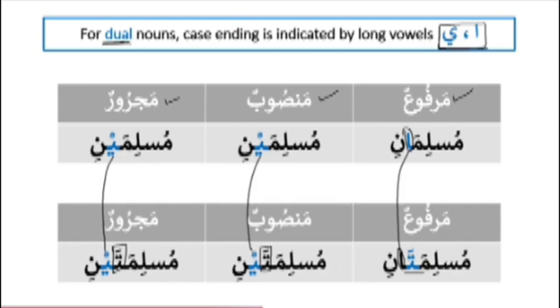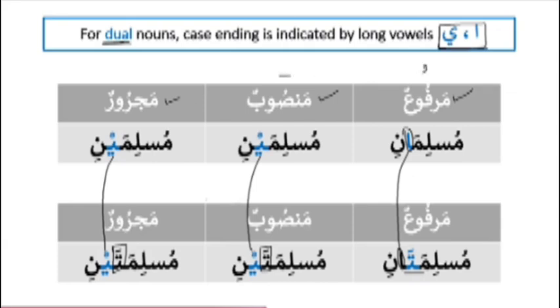Ani, aini, aini. Tani, taini, taini. Now you can practice it by yourselves. And inshallah, once you get used to it, you will definitely enjoy it. I know initially it's a little bit shaky, but inshallah, with the passage of time, you will get used to it. So we are done with the singular noun.